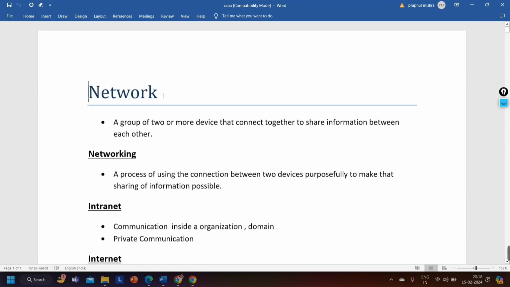from the basics, like what is a network? A group of two or more devices that connect together to share information between each other. That is what a network is. This note is going to give you a small introduction for each topic, and these notes can help you a lot for interviews as well.